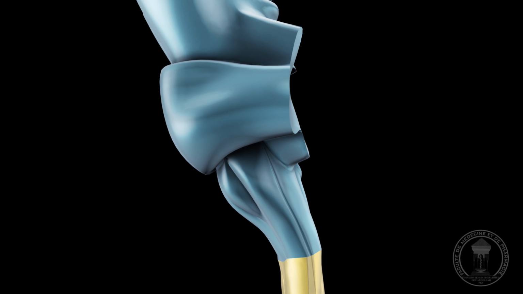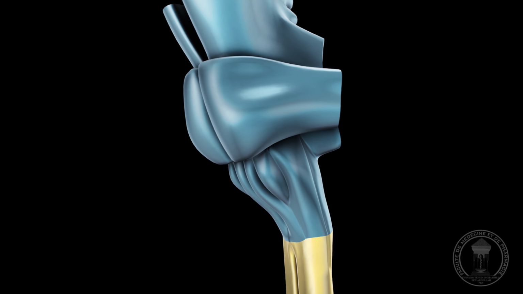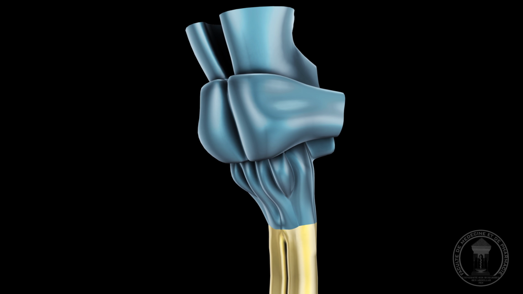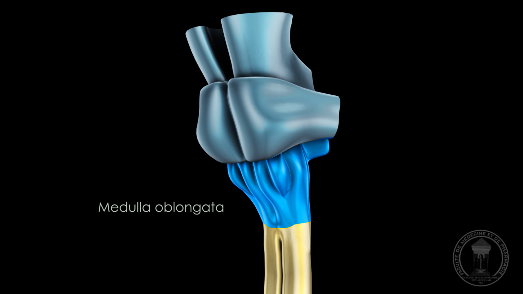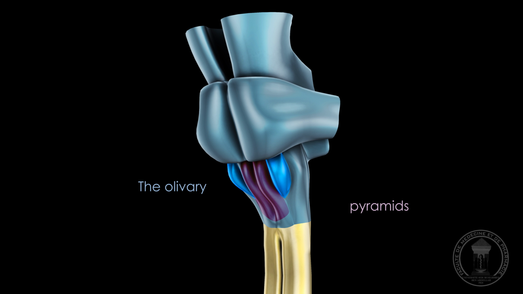The medulla oblongata is the portion of the brainstem between the pons and the spinal cord. The medulla contains the olivary and the pair of pyramids that contain the corticospinal fibers of the pyramidal tract.